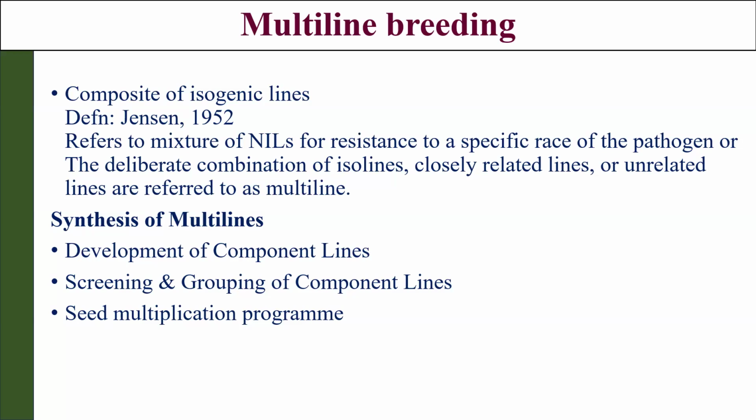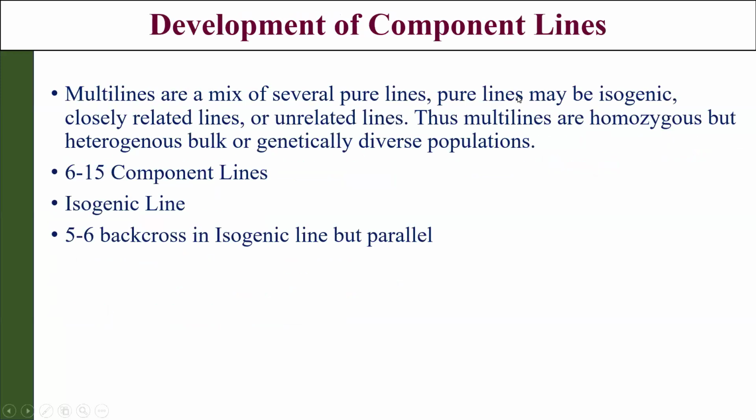How can we develop a multiline? First you have to develop the component lines, then you have to screen the component lines, then you have to group the component lines, then you have to go for a seed multiplication program. Then, how do we develop the component lines? As defined earlier, a multiline is a mixture of pure lines.